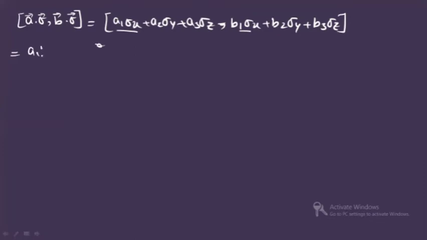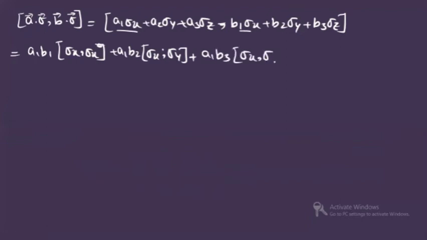you will see A1 and B1 are constants, so these are outside. You will have σx comma σx. Next you will have A1 B2 outside, and here you will have σx comma σy. Again you will have A1 B3, and here you will have σx comma σz. So the first term is done.